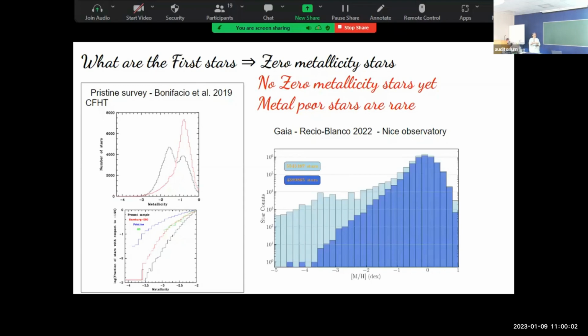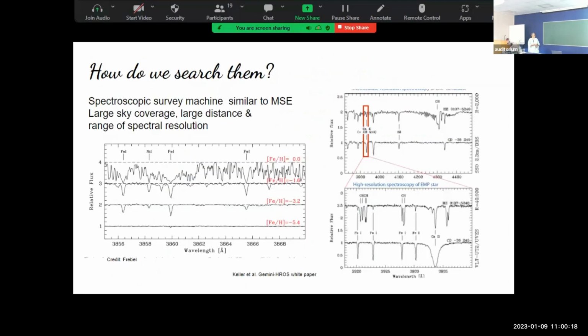So primarily this is filtered. If you restrict the spectral type to above F-type, they have put in a cutoff, I forgot the exact value, I think 6,500 K or so. So then this is the metallicity, and you can see that they are very rare.